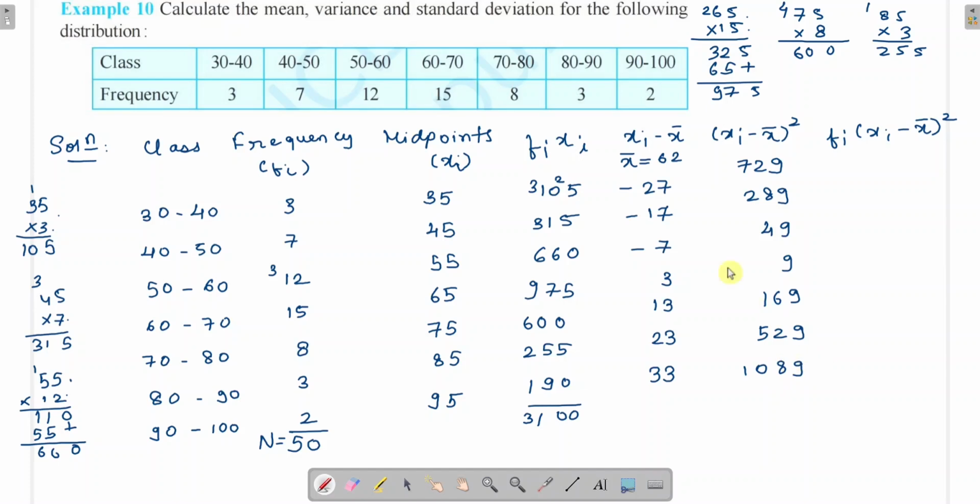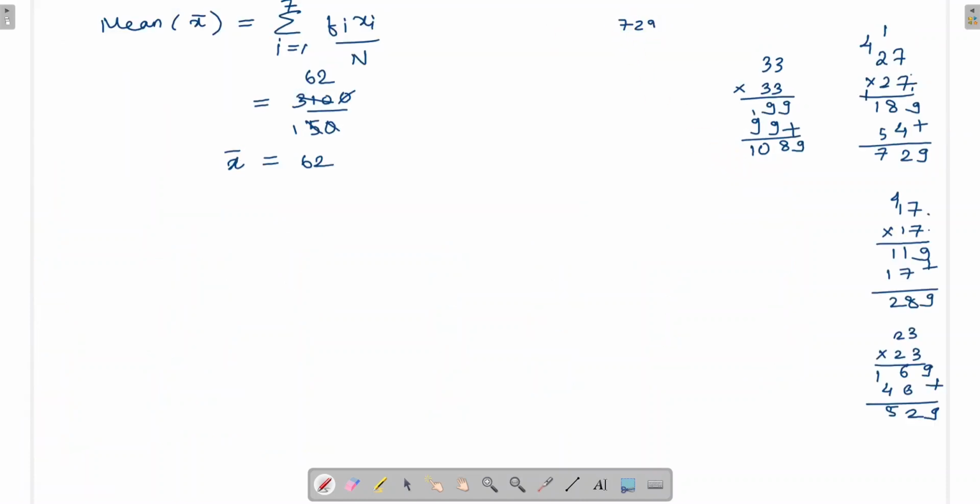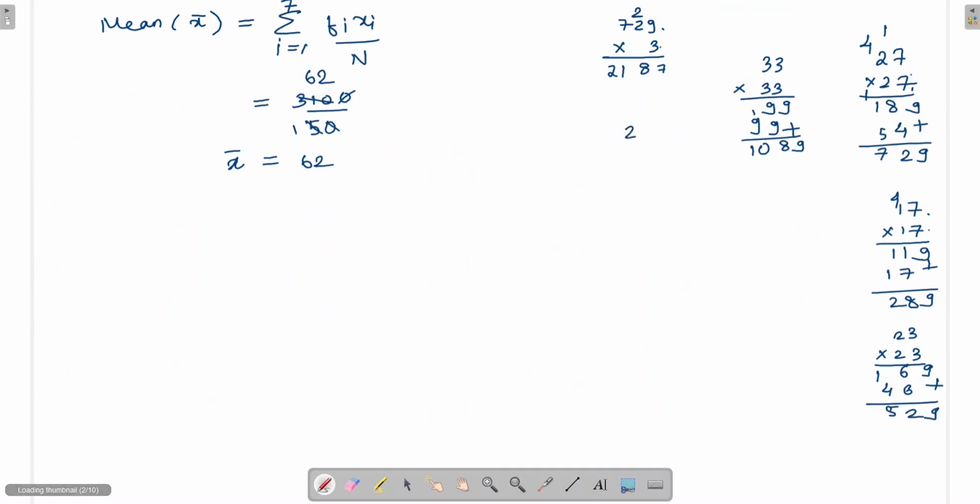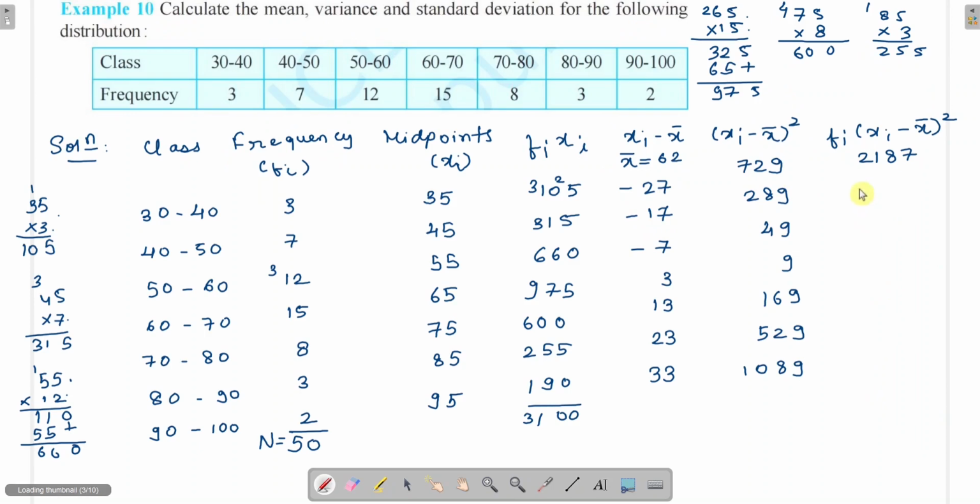Okay, now we have to multiply fi and xi minus x bar the whole square, so 3 times 729. 9 times 3 is 27, 3 times 2 is 6 plus 2 is 8, 3 times 7 is 21, 2187. 289 times 7: 7 times 9 is 63, 7 times 8 is 56 plus 6 is 62, 7 times 2 is 14 plus 6 is 20, so 2023.